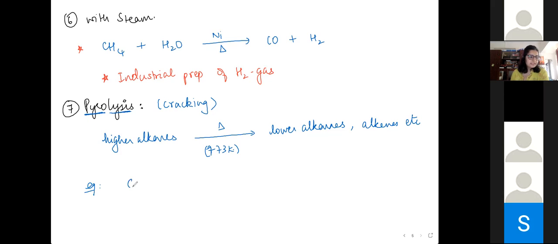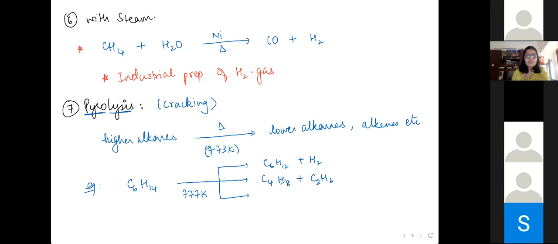For example, if I take C6H14, hexane, on heating it to 773 Kelvin, I have three possibilities, again depending on the pressure and other conditions. I may get C6H12 plus H2. So basically I'm getting an alkene. Or I may get C4H8 plus C2H6. So I got ethane and butene, an alkene. Or I can get C3H6 plus C2H4 plus CH4. Basically, I get a mixture of lower alkanes and alkenes, and these are separated using fractional distillation.